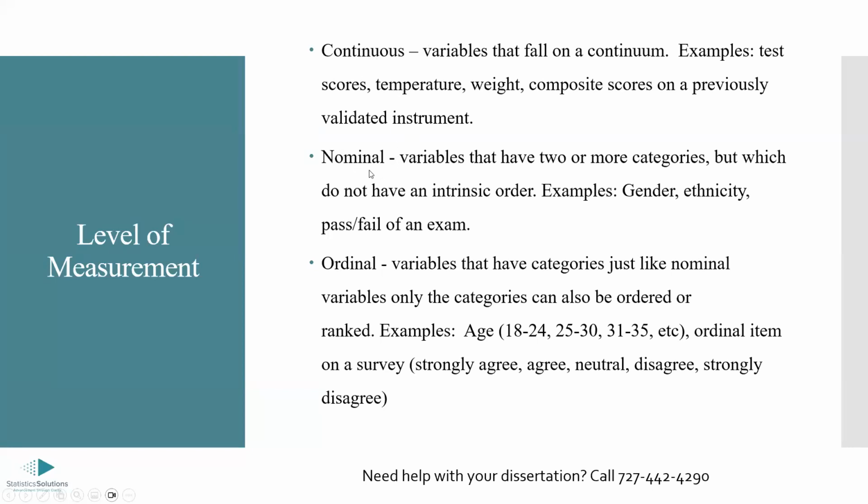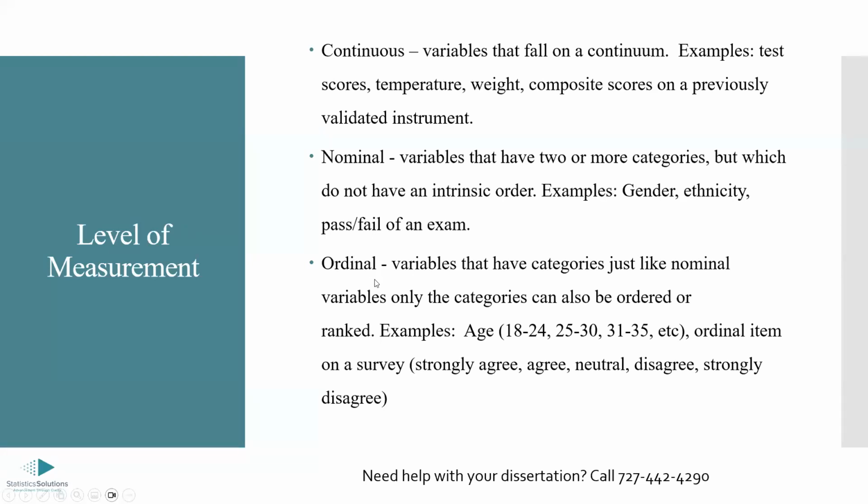Then you can have a nominal variable. So this is usually a variable that is categorical. There's no intrinsic order to the categories. So something like gender or ethnicity or race or passing and failing of an exam. These are all categorical factors.